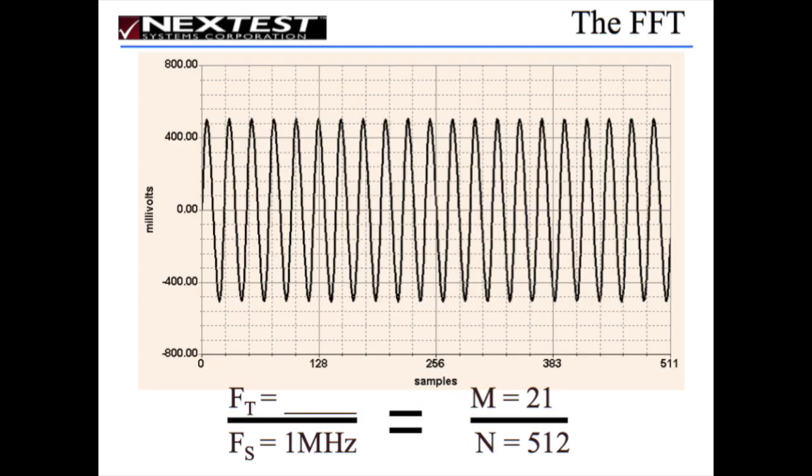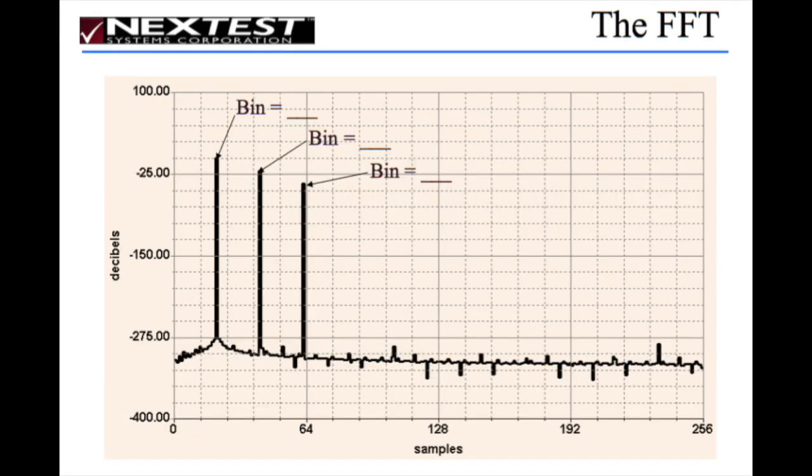Okay, we bump up M again. Here we make it 21, and so you can count them. There's 1, 2, 3, 4, 5. I won't bore you to death. That's 21 cycles of the wave. We're coherently capturing 21 cycles of the wave, and so we do 1 megahertz times 21 divided by 512. That's 41.015625 kilohertz. Okay, we do the FFT on it.